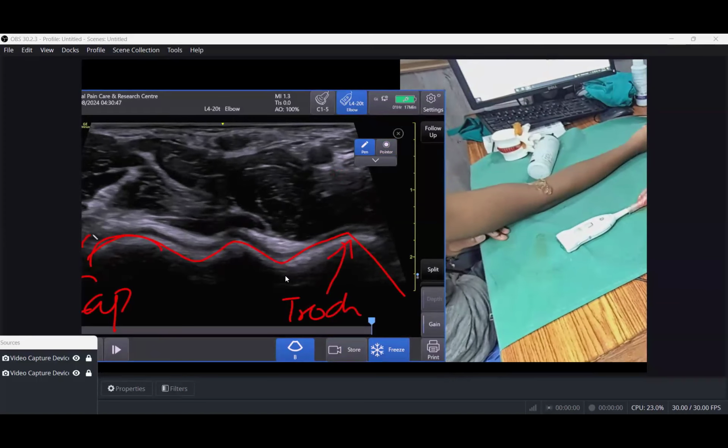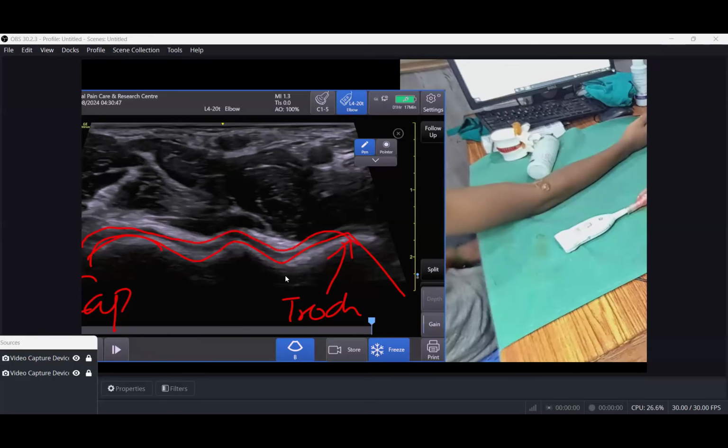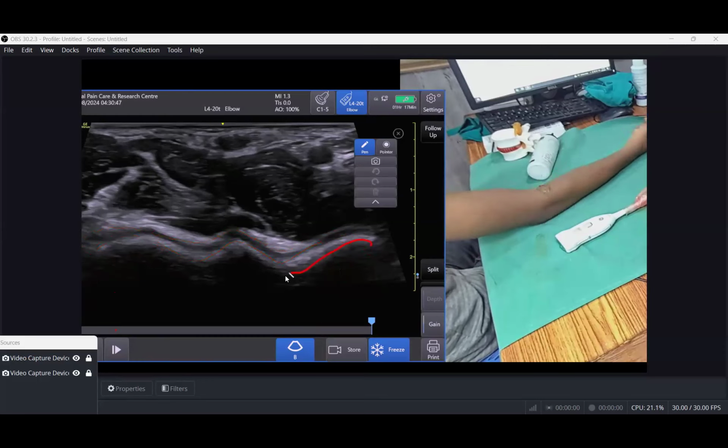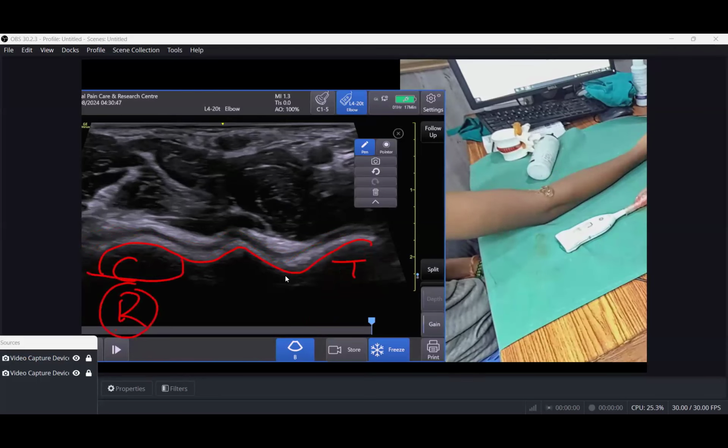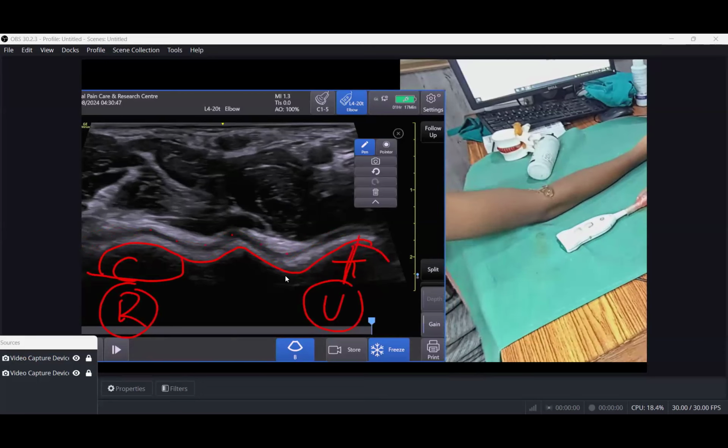You can see this hypoechoic layer above this wavy structure is basically the articular surface of the distal end of the humerus. This hyperechoic structure is the bony part, and this one is the capitulum, and this is the trochlea. Here the radius will come and get attached with the capitulum, and here the ulna will come and get attached with the trochlea of the distal end of the humerus. And this hypoechoic structure is basically the articular cartilage of the distal end of the humerus.